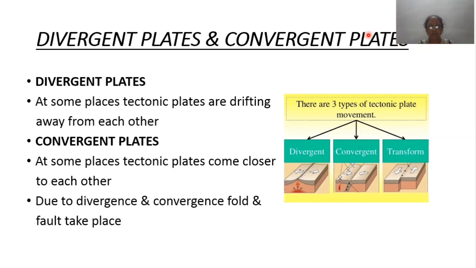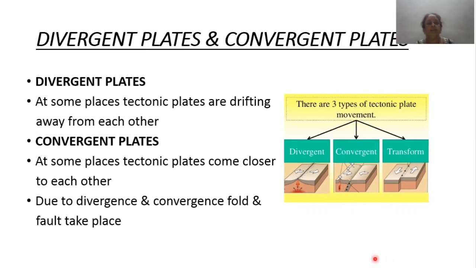Because of that divergence and convergence, fold and fault take place. Fold means bend over on itself, so that one part of it covers another. And faults means cracks, a fracture of a zone or fractures between two rocks. Faults allow the blocks to move relative to each other. This movement is called a fault.